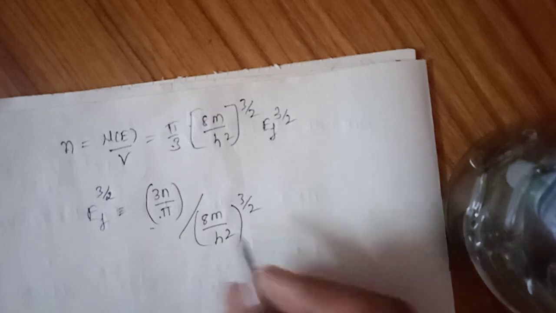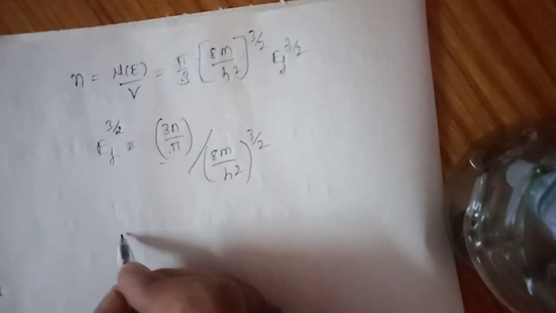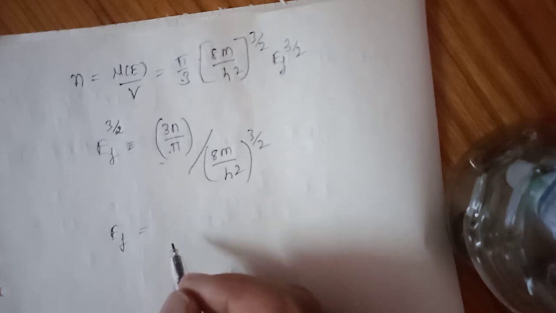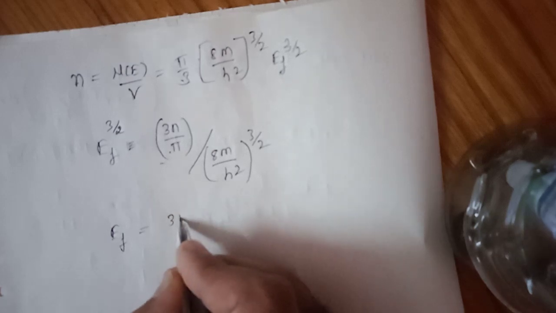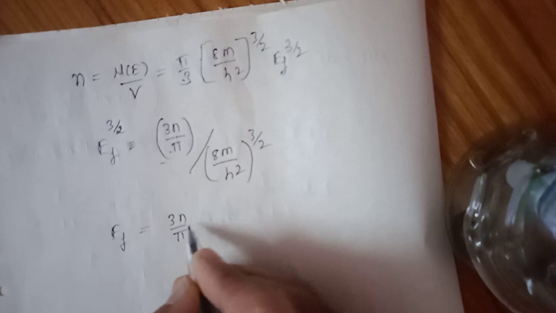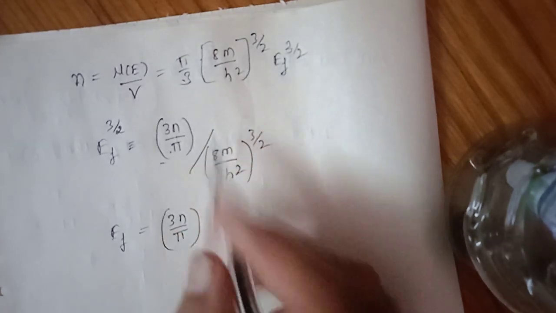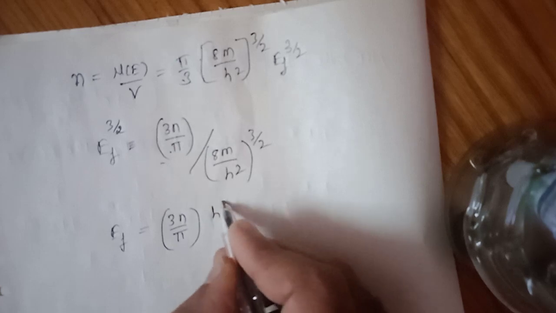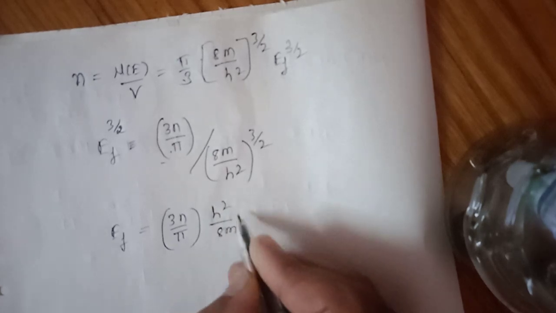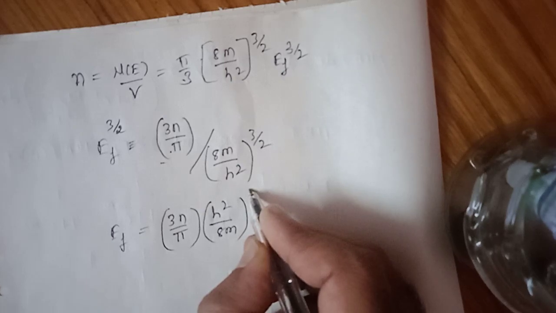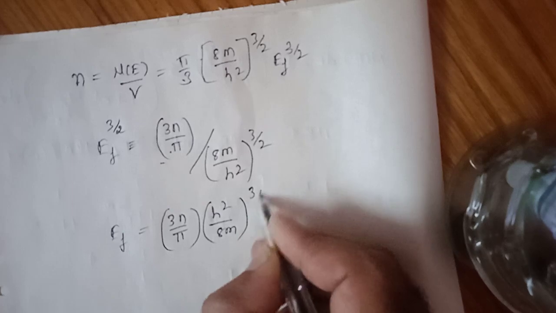Then I simply make an arrangement. So EF, which is equal to 3n by pi, I just send this denominator to the numerator. It is simply h square divided by 8m, to the power three by 2.